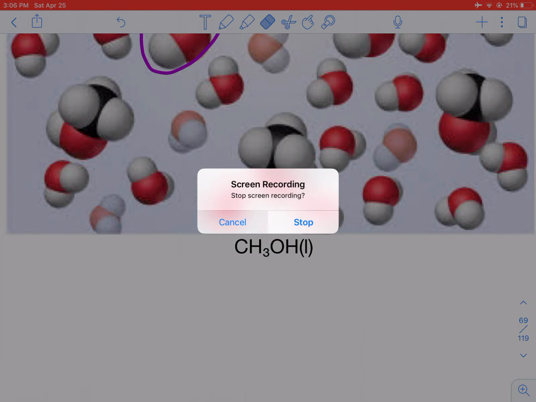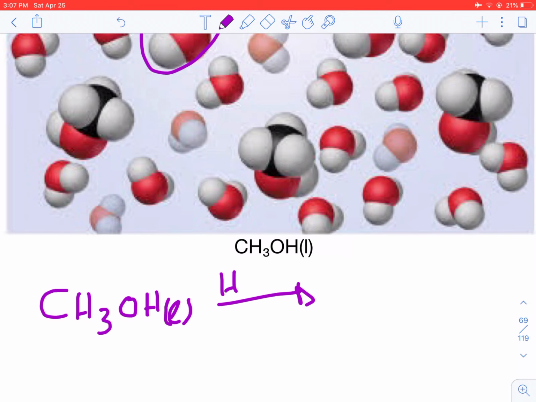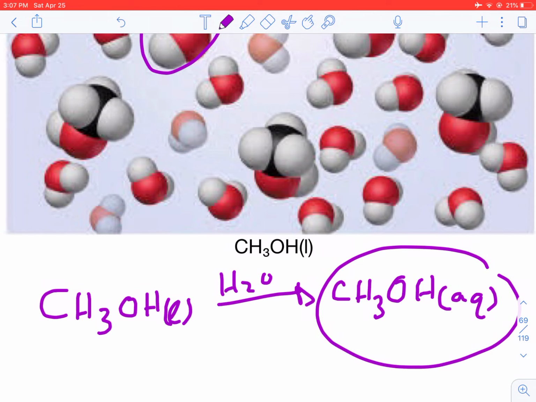So if we look at this now, I would say CH3OH, and that's a liquid, and if it's dissolved in water, I don't have to write all this all the time, and I can say CH3OH, and we say it's aqueous. That means it has dissolved in water, and when the methanol is dissolved, it's essentially in solution. There are no ions formed here.